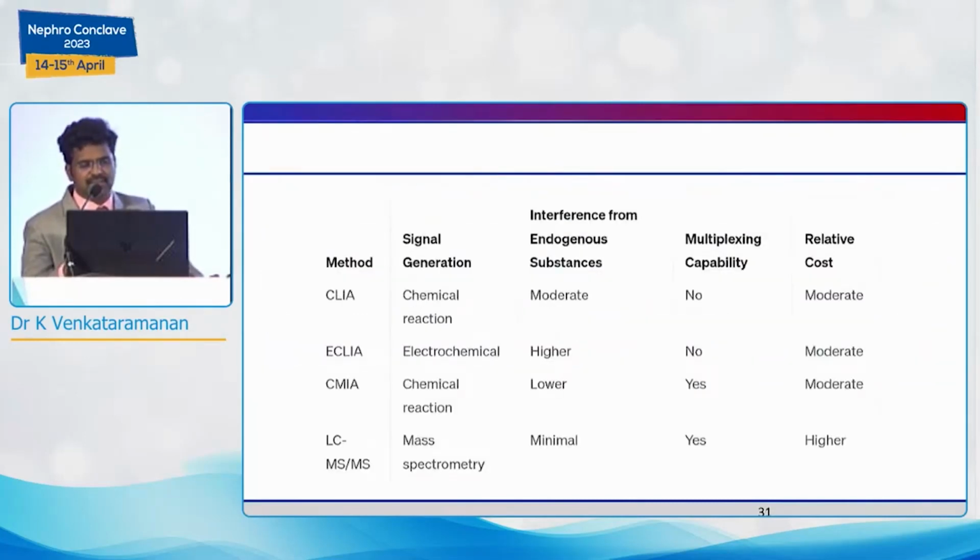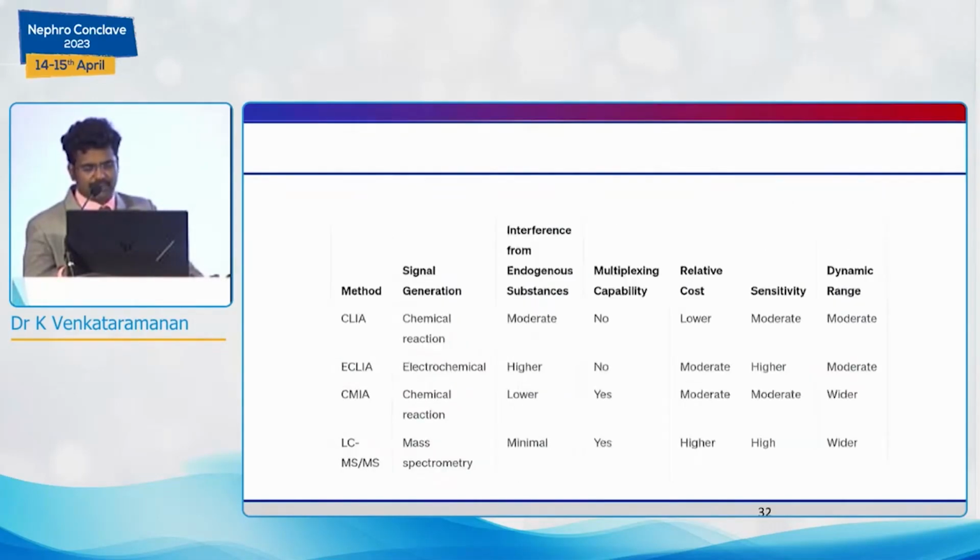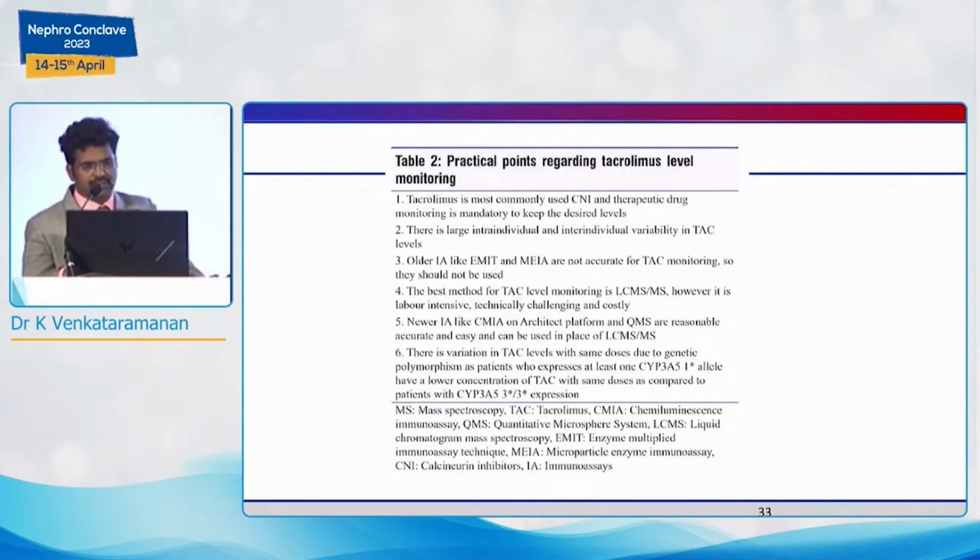So as I told, these are the different methods for tacrolimus measurement: the CLEA method, the CMA method, but the last two are what we use more commonly, that is the chemiluminescent immunoassay, magnetic immunoassay, or mass spectroscopy method. So these are the practical points regarding tacrolimus level monitoring.